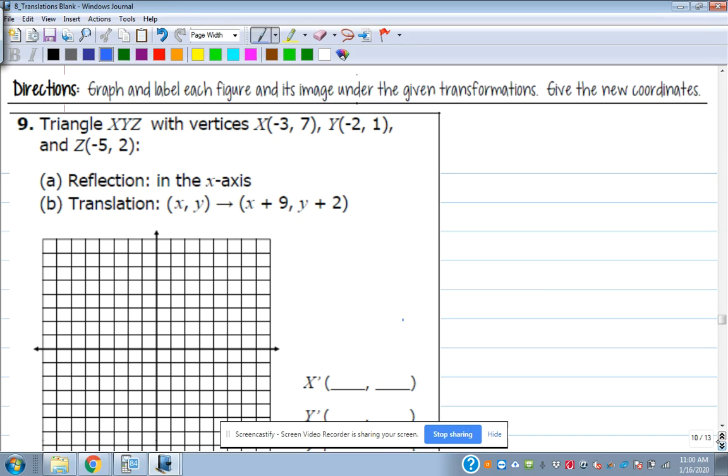So this one, we're combining the two little units here. We're going to do a reflection and then a translation. And we're going to do it in the order that they're listed in the problem. So part A says reflect on the x-axis. And then part B says then translate it using this rule. Okay, so what does reflecting... this goes back to what did we discover about the ordered pairs when you reflect across the x-axis? The y's are going to change signs.